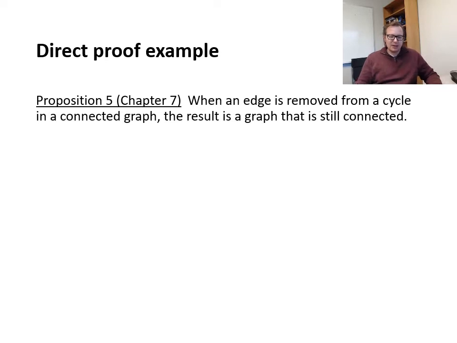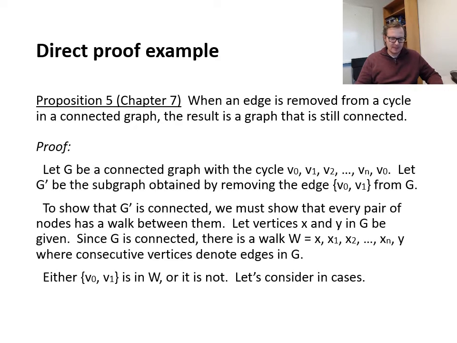Okay, so let's do a simple proof on a graph. Here is a proof of proposition 5 from chapter 7. When an edge is removed from a cycle in a connected graph, the result is a graph that is still connected. We're going to prove this using our direct proof strategy. So let's see how we will go about this.